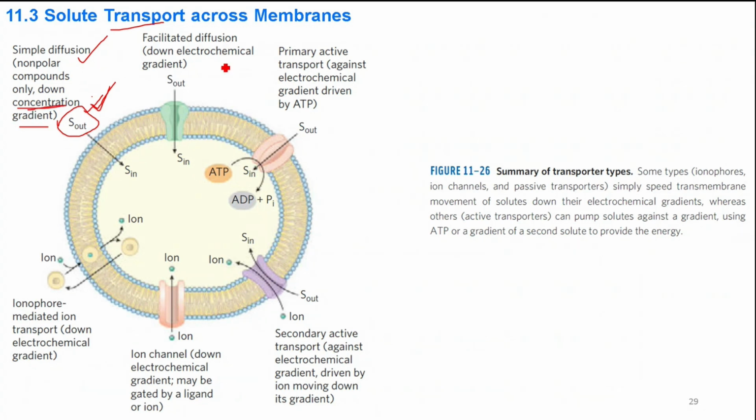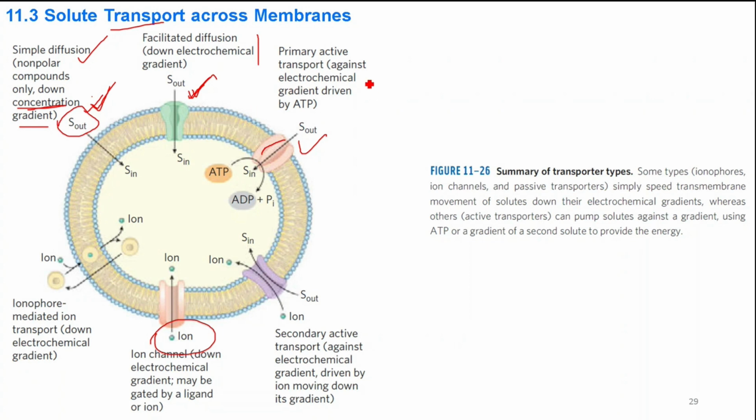Another one is facilitated diffusion. This is also through the transporters. This is a transporter, this is a transporter, and this is a channel. So textbooks show a specific shape for each of the transporter and the channel. Okay, this is facilitated diffusion.